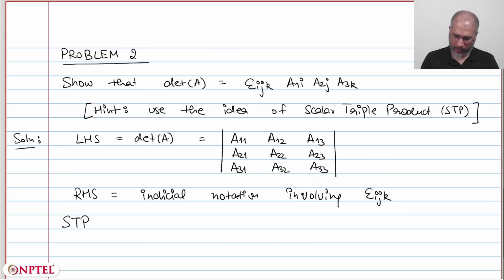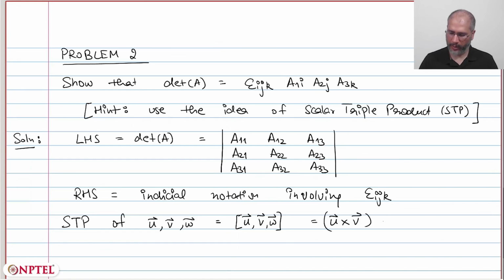So the scalar triple product of three vectors u, v and w is given as or written as the box uvw, which, there are many ways to write it. So we are using this form u cross v dot w. You can also write it as v cross w dot u or w cross u dot v, or you can also write u dot v cross w and so on. So we have already discussed that. So we can use any form that we like as long as the order is uvw, so that the sign does not change.